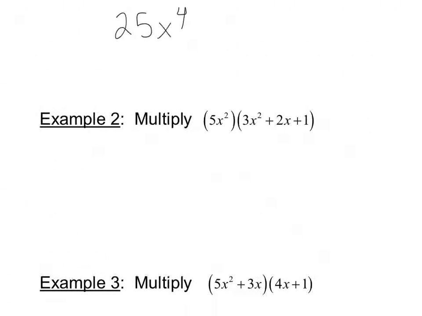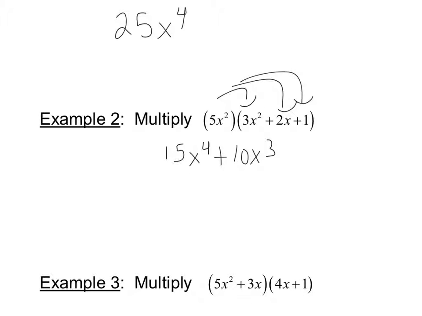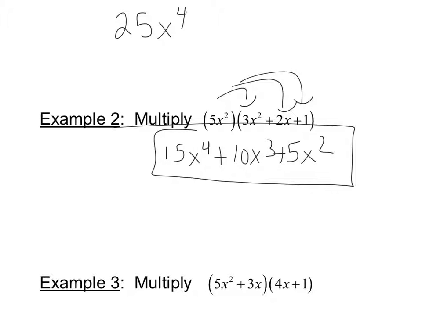Okay, here, just distribute it out. So you go 5 times 3, 15, x squared times x squared, x to the fourth. 5 times 2, 10, x squared times x, x to the third. 5 times 1 is 5, just x squared. You cannot combine anything. Okay?